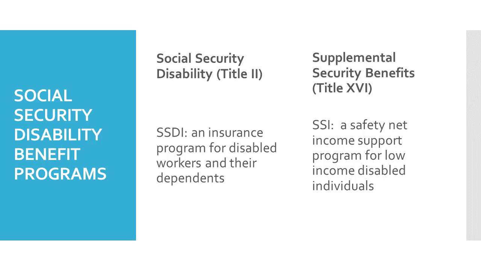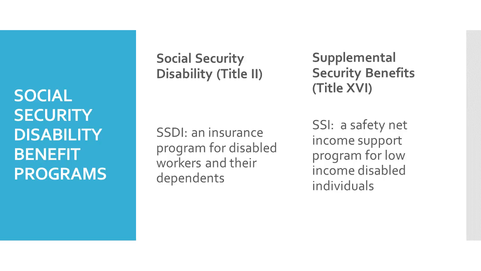So Social Security disability and SSI provide cash payments to disabled individuals. There are some similarities and there are some differences. Social Security disability is an insurance program for disabled workers and their dependents. So if you work and you're paid a salary or a wage, when you get your paycheck or your pay stub, you'll see something FICA. That is your payment of Social Security taxes into the system.